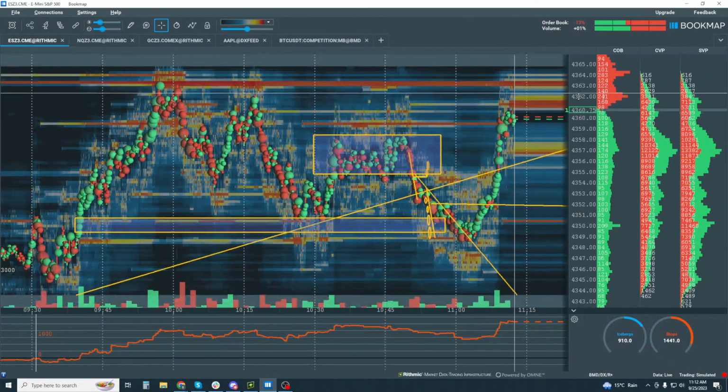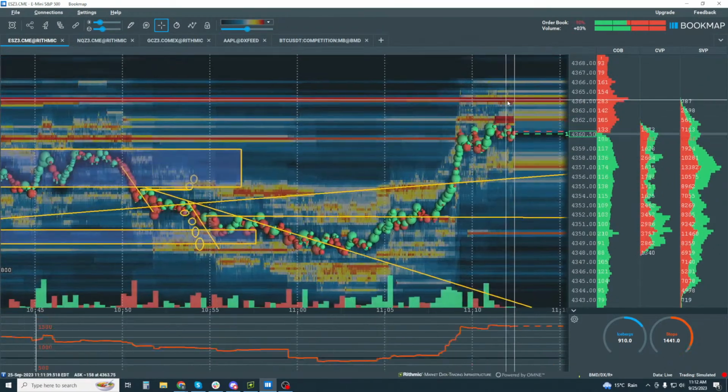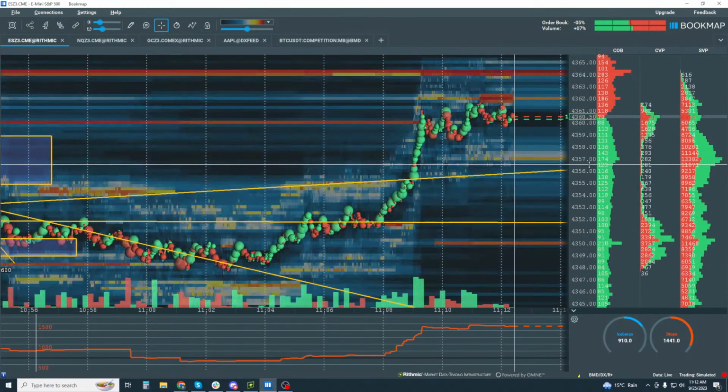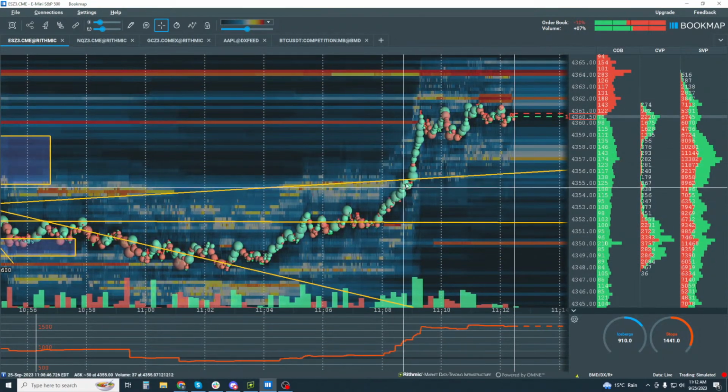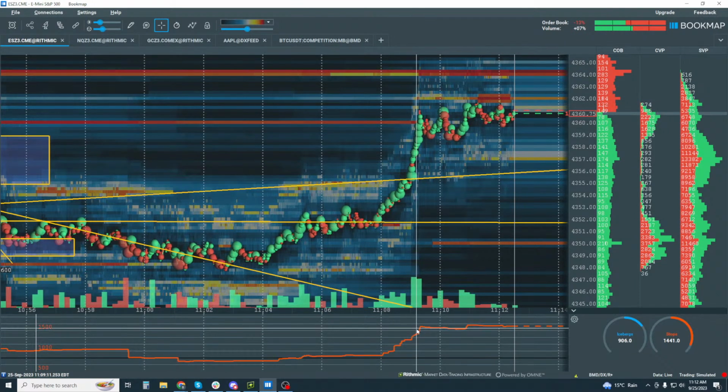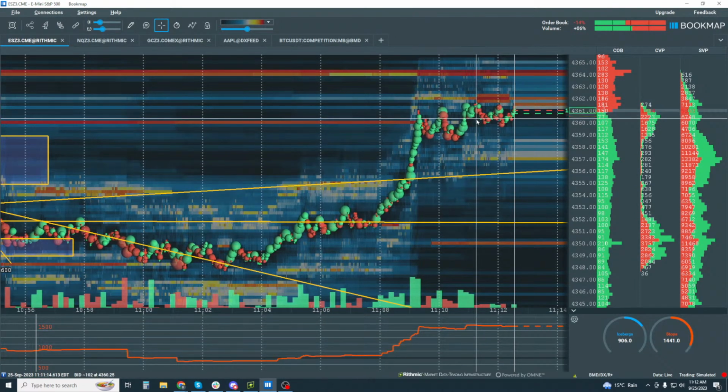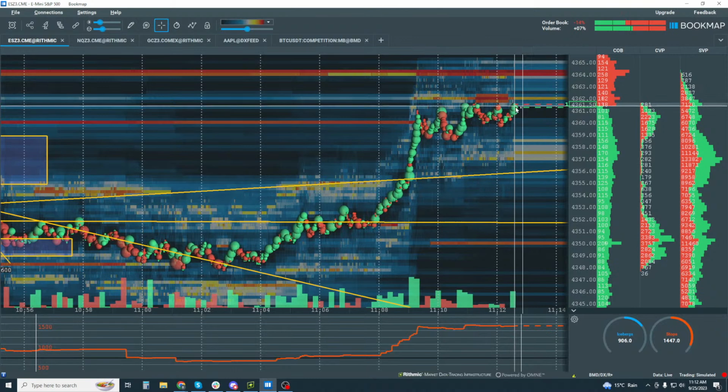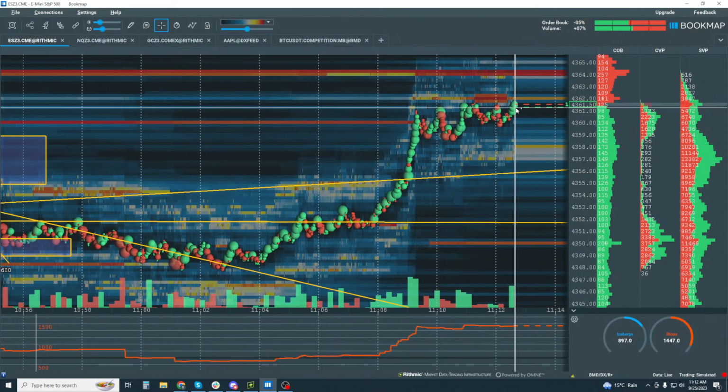Strong selling now? I don't know. I still see buyers in control. And this was a very, very strong move, but we know that there are a lot of stops in here. Okay, so yeah, buying at the top edge, strong buying.